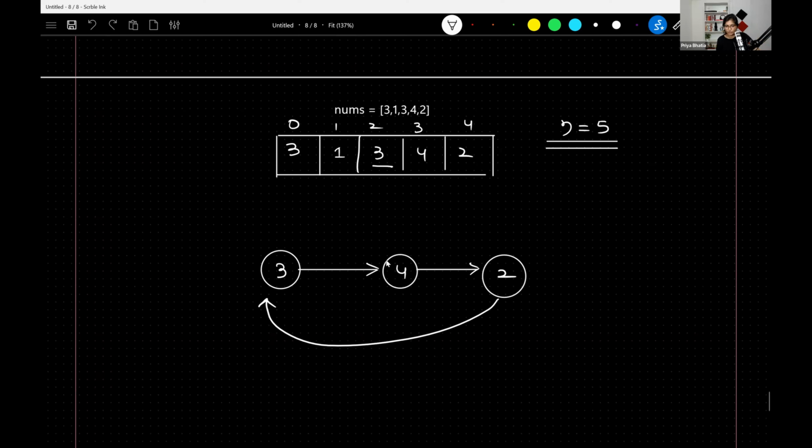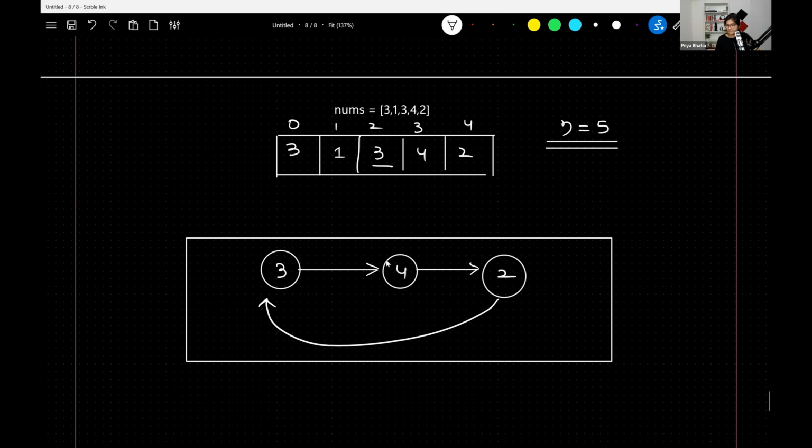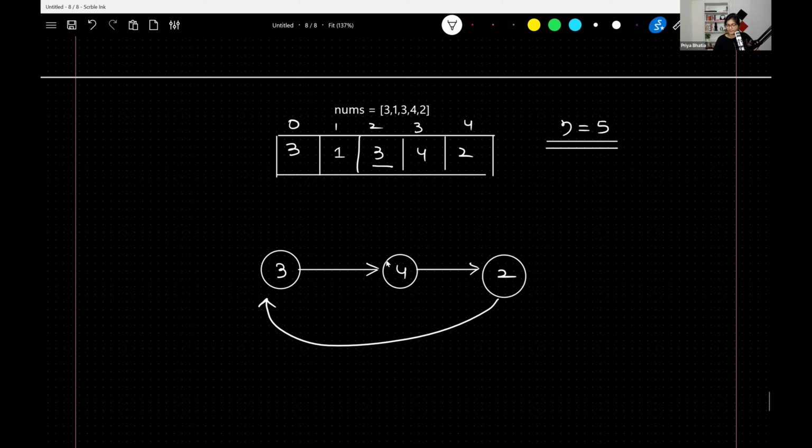3, go to 3, it is 4. 4, go to 4, it is 2. 2, go to 2, it is 3. Cycle is there. Is this clear? This particular diagram is clear, everyone? Is it correct or not?